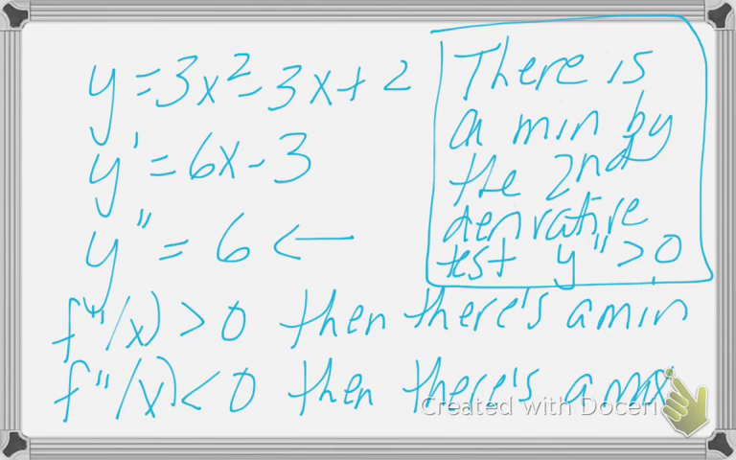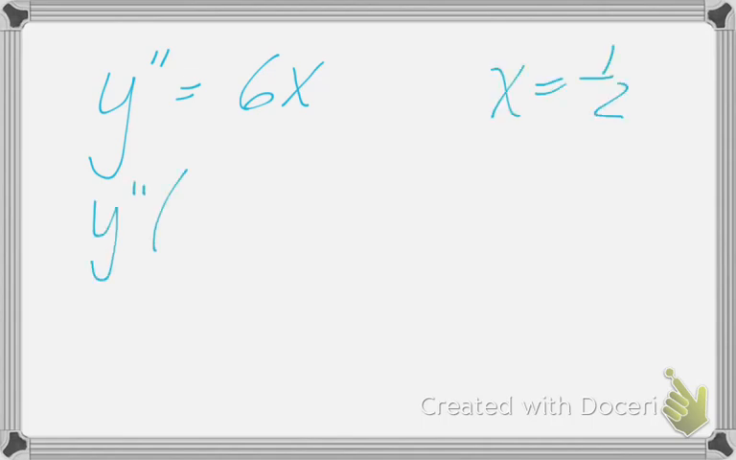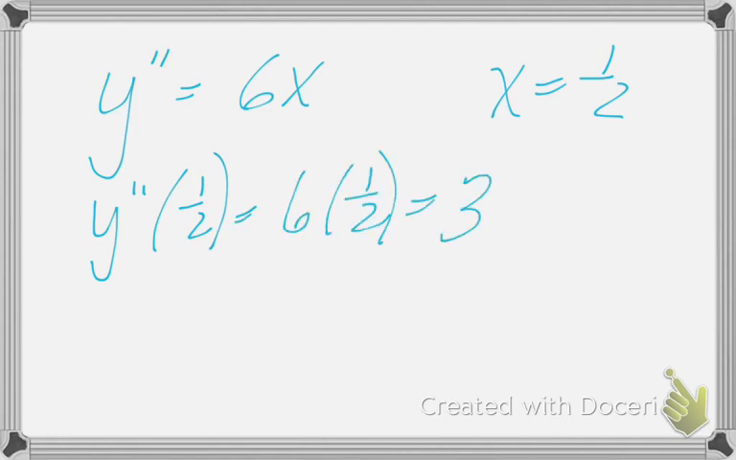And I also just want to point out that in this case, y double prime was a constant. But if y double prime had had a variable in it, then you would have put an x value in there to see if it's a max or a min. So I'll explain. If you guys need more time, Christian can pause, but I'm going to move to the next screen. So just as an example, if we had gotten that y double prime equals 6x, and then you set your derivative equal to 0, and in this case we got that x equaled 1/2, then you would do y double prime of 1/2 equals 6 times 1/2, which equals 3. 3 is greater than 0, therefore there's a min at x equals 1/2.